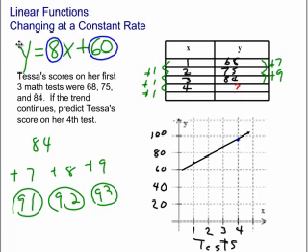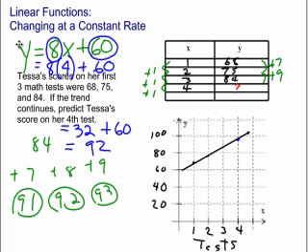So if we want to find test 4 and use our model, we would substitute our 4 for x, do the arithmetic, and we get 32. That's 4 tests, going up 8 points each test. And we get that she's predicted to make about a 92. And we predicted that without actually finding the equation.